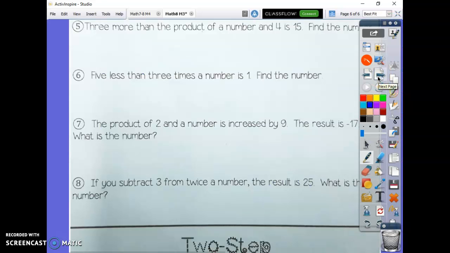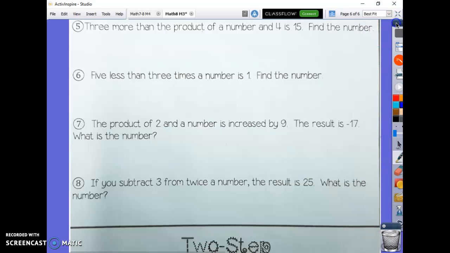5, 6, 7, and 8 are all word problems, so you're going to have to set them up before you solve them. Let's do number 5 and 7. Actually, I'll help you set up 7 and then you can do it on your own, but I'll do number 5 with you. 3 more than the product of a number and 4 is 15. Find the number.